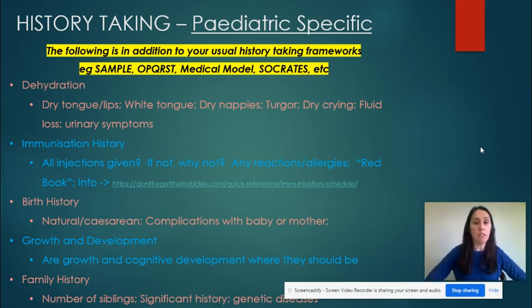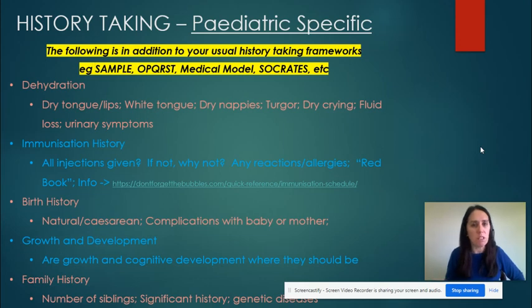So the signs that you might see, we talked about blood pressure. So dry tongue and lips, you might notice that it's white or cracked all around the mouth area. You'll hear it, and they will say, I feel thirsty all the time. Big clues. Dry nappies. So when you're looking at pediatrics and babies that are in nappy wearing age, you ask, when was the last time that the nappy was wet?